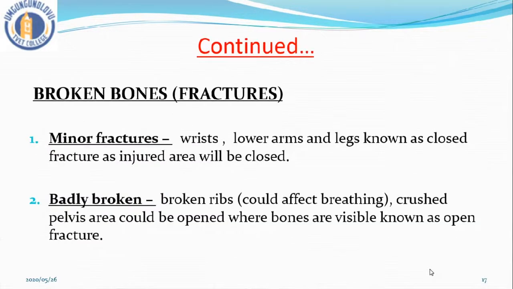Broken bones or fractures. Minor fractures are your wrists, lower arms, and legs, known as closed fractures, as the injured area will be closed or sealed. Badly broken fractures are broken ribs, which could affect your breathing. A crushed pelvis area could be opened where bones are visible, also known as an open fracture. So there are two types of fractures, a closed fracture and an open fracture. You've got to remember that.